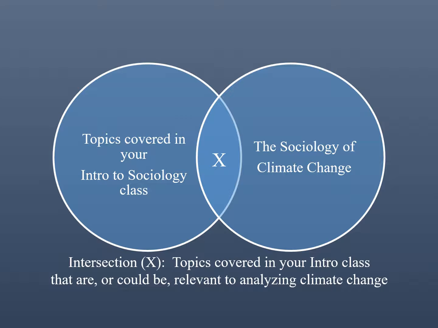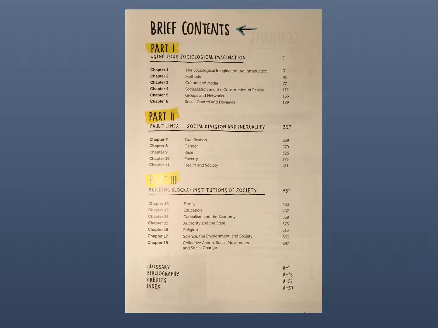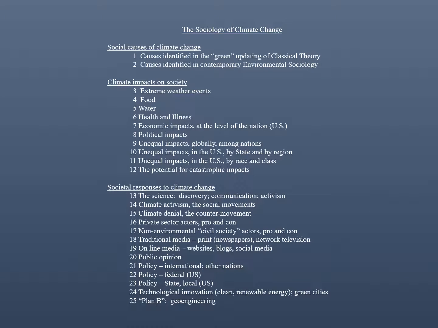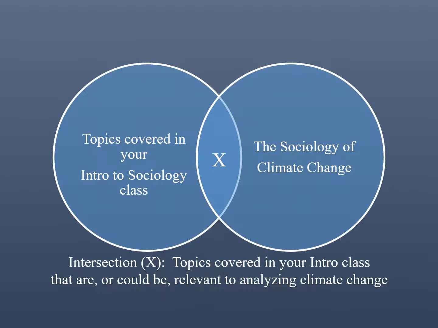Looking again at my Venn diagram, the circle on the left now has this content: all the chapters in Conley's book. And the circle on the right contains our familiar list of 25 topics that you can see on the website. Now we can begin to populate this diagram with some real content. Actually, before I do that, I want to add one more bit of complexity.